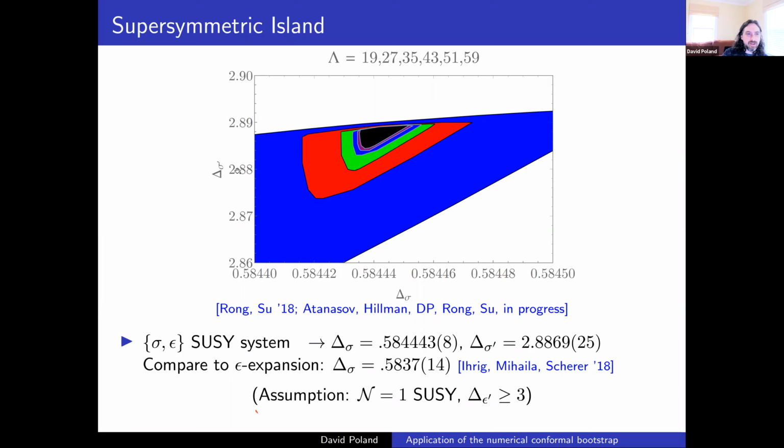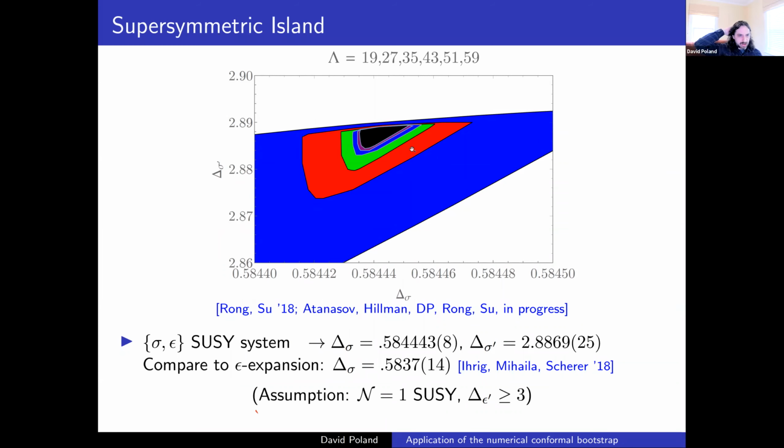One thing this shows you is that this supersymmetric Ising model, or N equals 1 Gross-Neveu-Yukawa model, actually has 2 relevant parity odd operators in it, sigma and sigma prime. The dimension of sigma prime is like 2.885 or 886. So this is another place where we can get very precise islands.